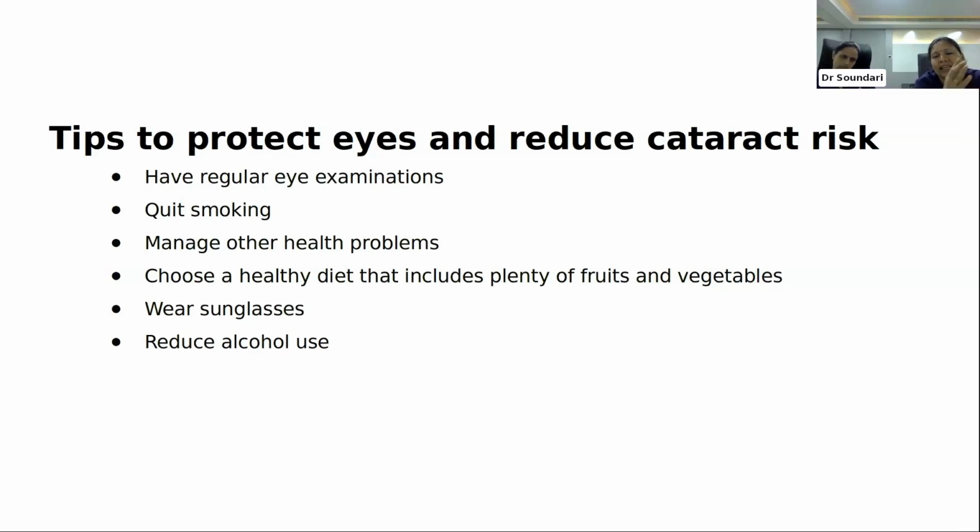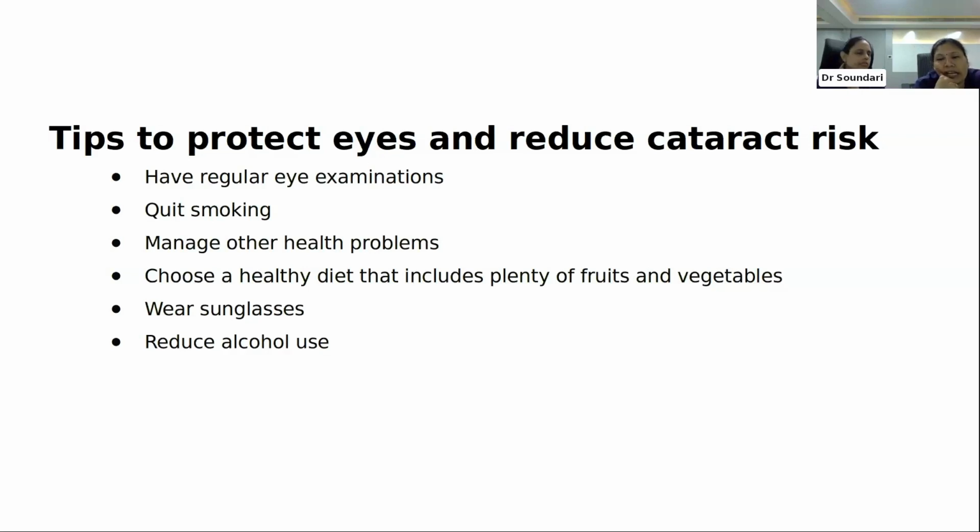So over time, as with graying of hair, this lens becomes opaque. But what can be done to delay the onset of the cataract? One is to quit smoking, definitely. Eat a healthy diet, with lots of fruits and vegetables, which are rich in antioxidants, which actually prevents the cataract risk. We can delay the progression.